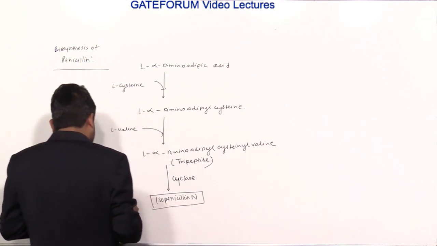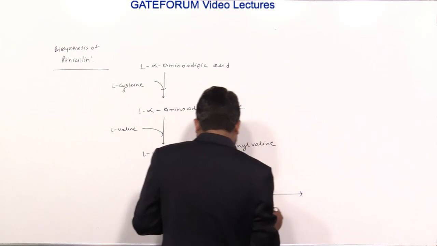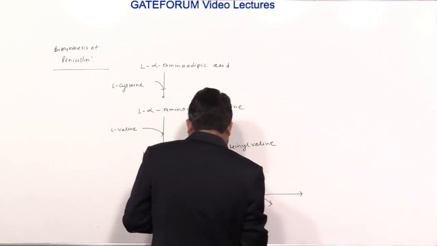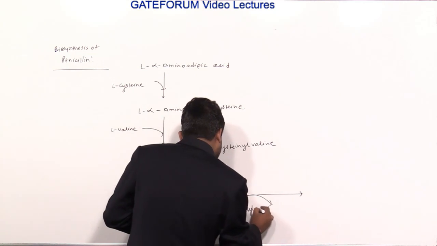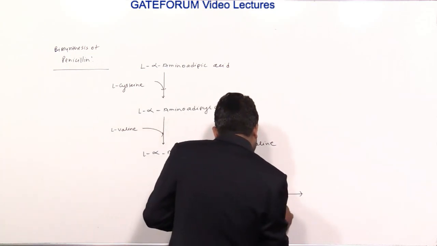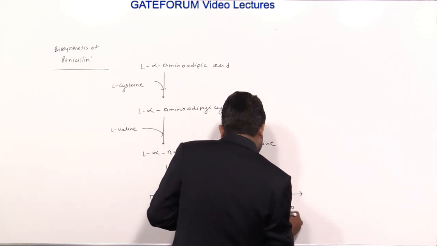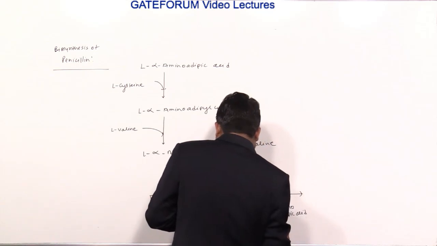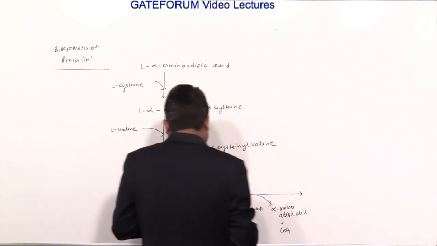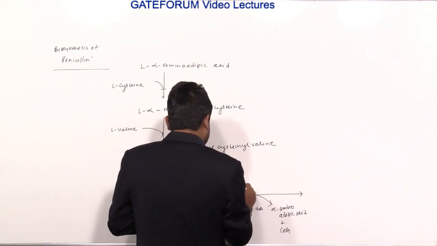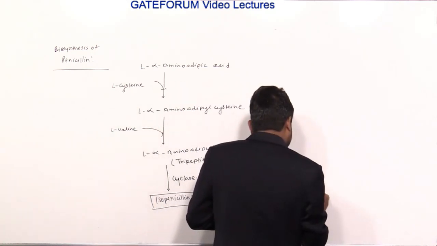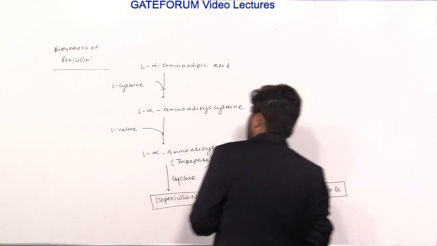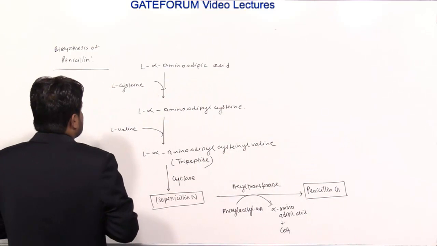isopenicillin N exactly, and the phenyl acetyl coenzyme A, and there is release of alpha amino adipic acid plus coenzyme A, in the presence of the enzyme acyl transferase. That leads to the formation of penicillin G. So as a result, penicillin G is going to form here. So this is the biosynthesis of penicillin.